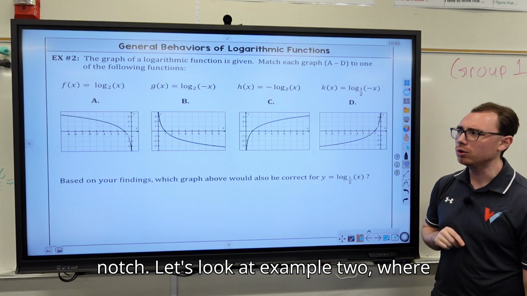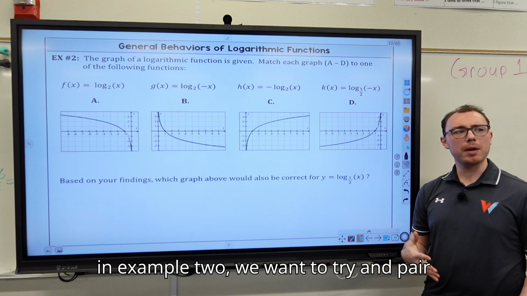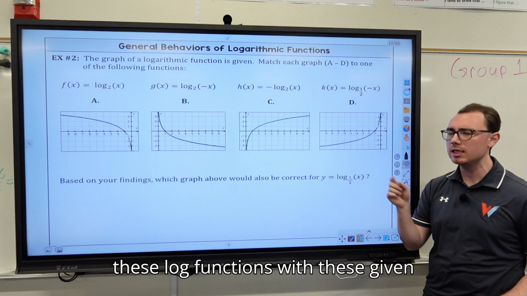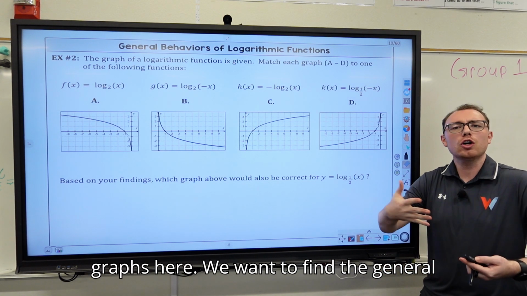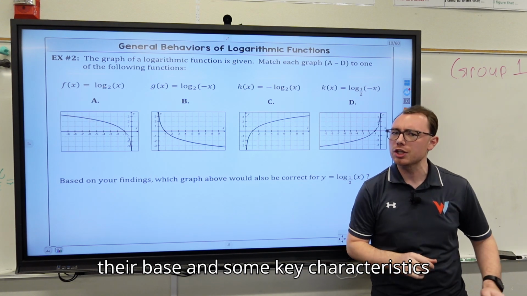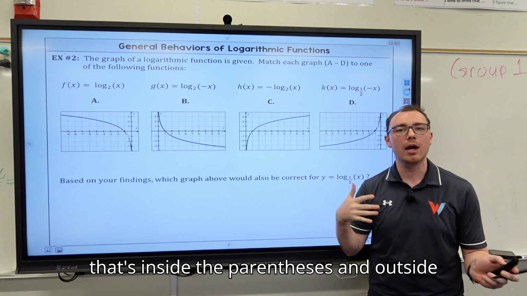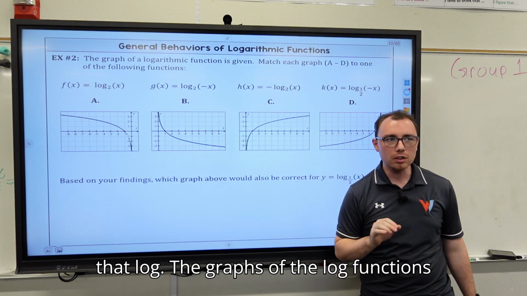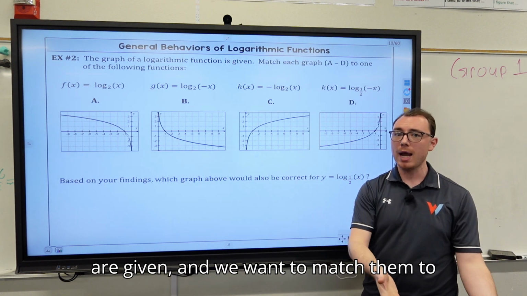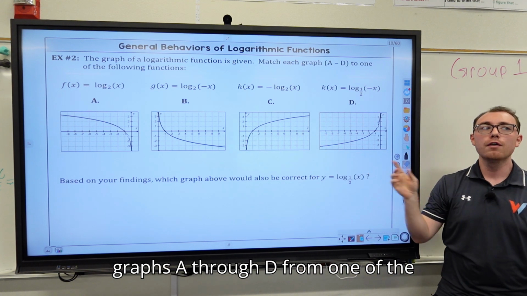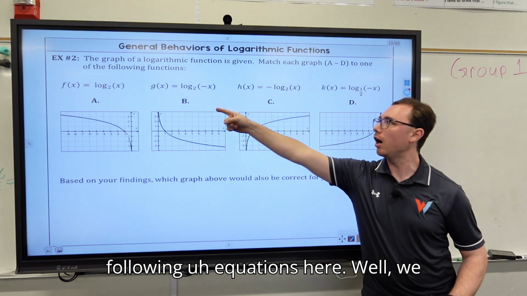Let's look at example 2, where we want to try and pair these log functions with these given graphs here. We want to find the general behavior of some log functions based on their base and some key characteristics that are inside the parentheses and outside that log. The graphs of the log functions are given. We want to match them to graphs A through D from one of the following equations here.